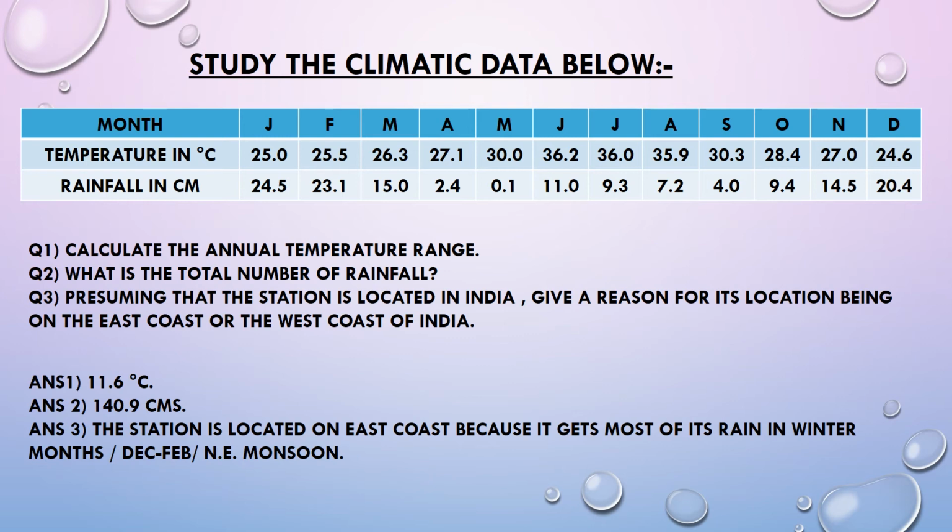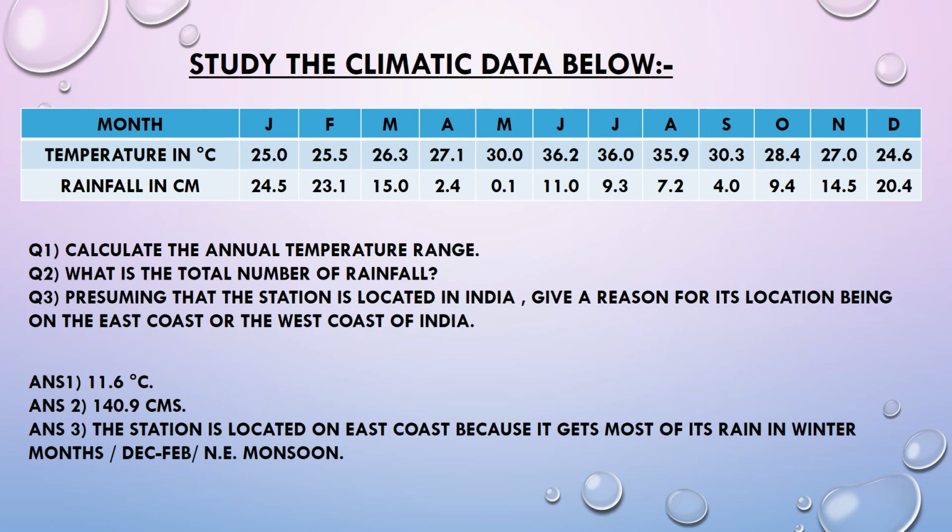Next question, what is the total amount of rainfall? You are going to add up all and you are going to get 140.9 centimeters. Third one is, presuming that the station is located in India, give a reason for its location being on the east coast or the west coast of India. Now you have to find whether it is on the east coast or west coast.